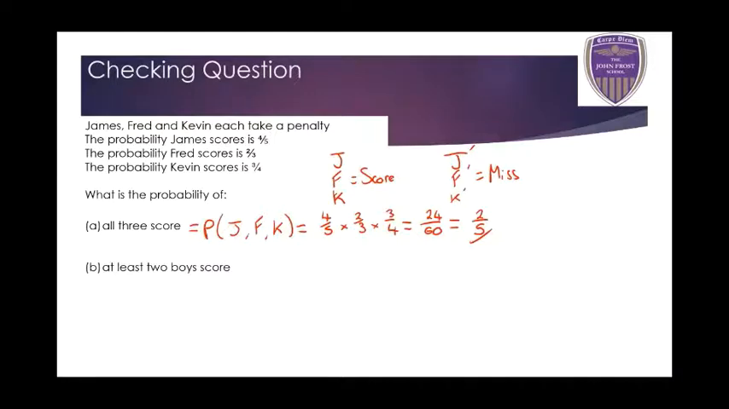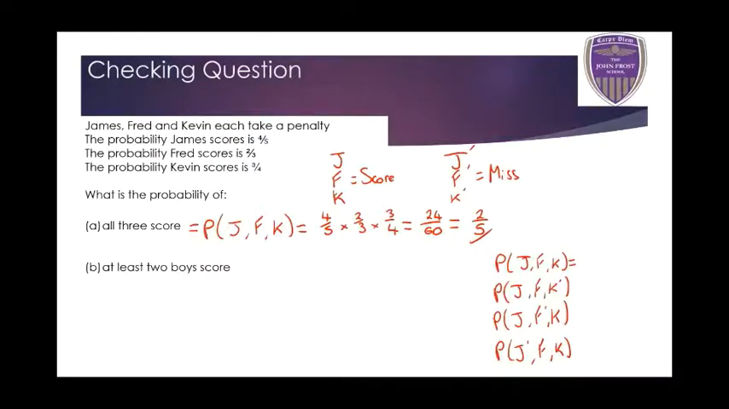Okay, so first of all, let's think about what outcomes we can have where at least 2 boys score. Well, they could all score. So J, F, K, they could all score there. Or let's write J, F, and then Kevin could miss, but still 2 have scored. We could say Fred missed, but Kevin scored. And we could say that James missed and the other 2 scored. Okay. And then to solve these, all you do is multiply the probabilities together.